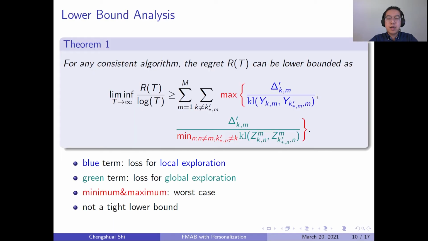Due to the time limitation, I'm not going to dig into this theorem here. However, the key philosophy here is that it contains the blue term for local exploration and the green term here for global exploration. The minimum and maximum labeled in red here take the worst case among all losses. We also know that this is not a universally tight lower bound, and it would be very interesting to see some further investigation on how the true lower bound would behave, especially its dependency on alpha.